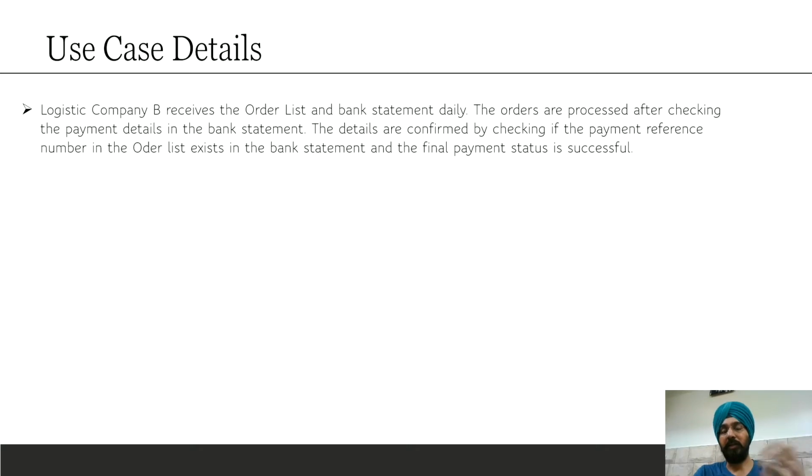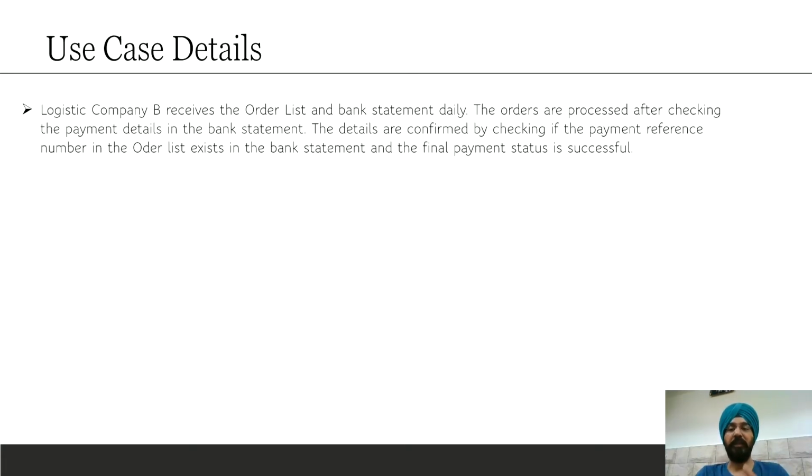And order list is that data set which is having the details of the orders which have been ordered by the customers. Now, I am processing those orders only after checking if the payment is reflecting in my bank account. So I do a lookup of the data that is present in the order list in the data set which is my bank statement on the basis of the payment reference number. And if I'm able to locate the payment reference number in my bank statement, then I will check the status of the payment. If the status of the payment is successful, only then I will process the order. Otherwise, I will not process the order.